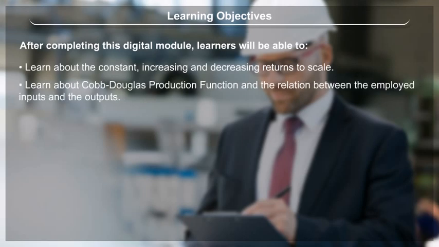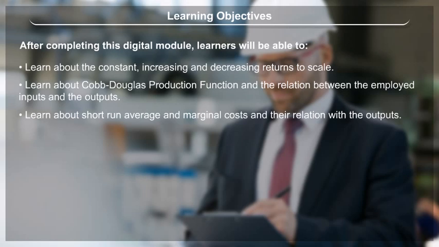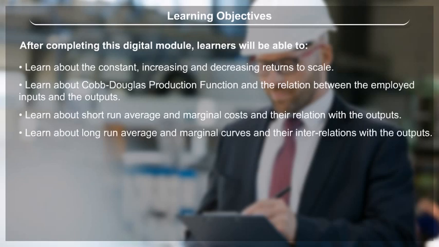Learn about Cobb-Douglas production function and the relation between the employed inputs and the outputs. Learn about short-run average and marginal costs and their relation with the outputs. Learn about long-run average and marginal curves and their interrelations with the outputs.